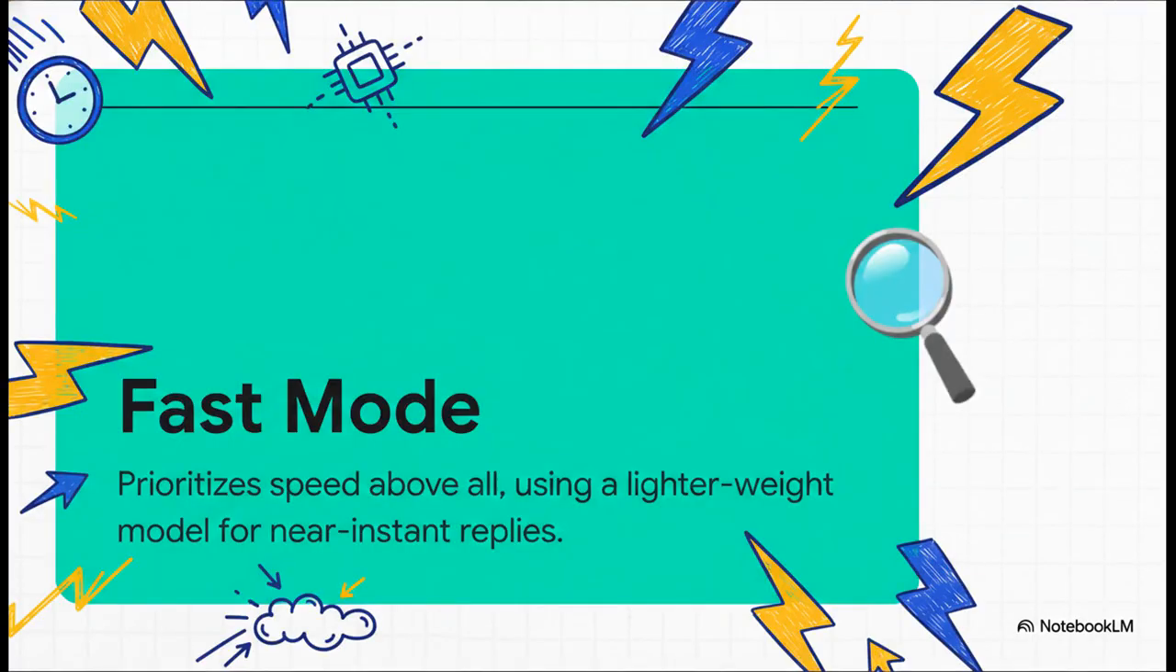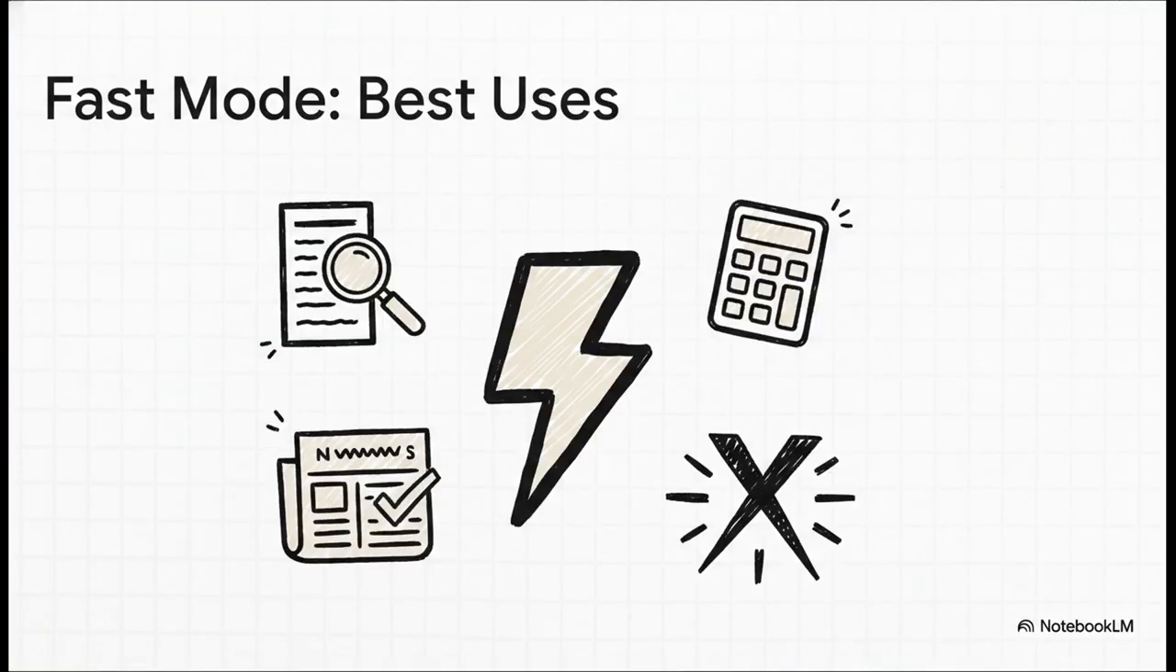Okay, next up, the lightning bolt, fast mode. And yeah, the name says it all. This mode is all about one thing, speed. It uses a much lighter model, it skips all the heavy-duty reasoning, and just gives you a reply almost instantly. This is your go-to for simple facts, basic calculations, quick summaries. But here's its killer feature, the thing that makes it stand out, that real-time X integration. This makes it absolutely incredible for getting up to the second context on breaking news or what's trending. I mean, other models just can't do that live.